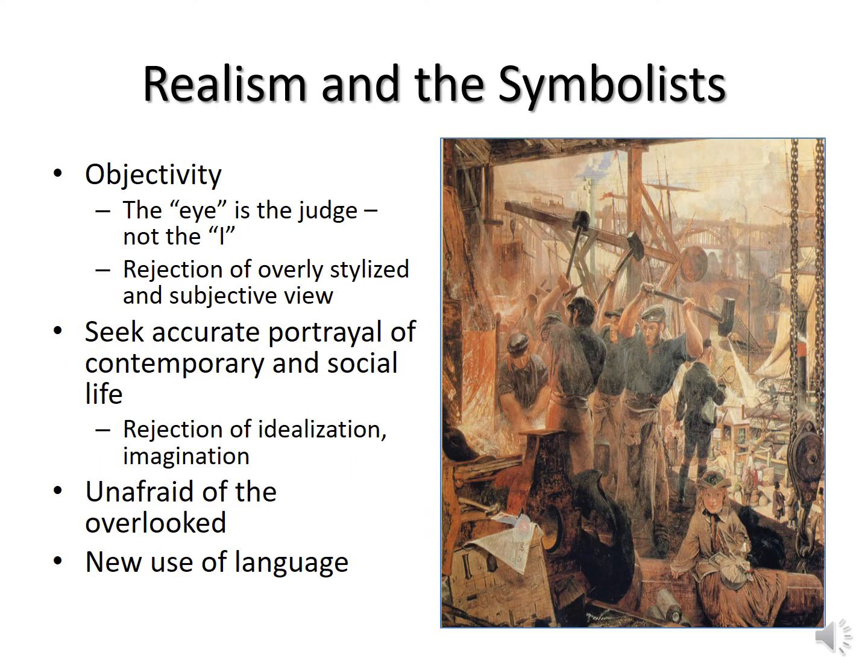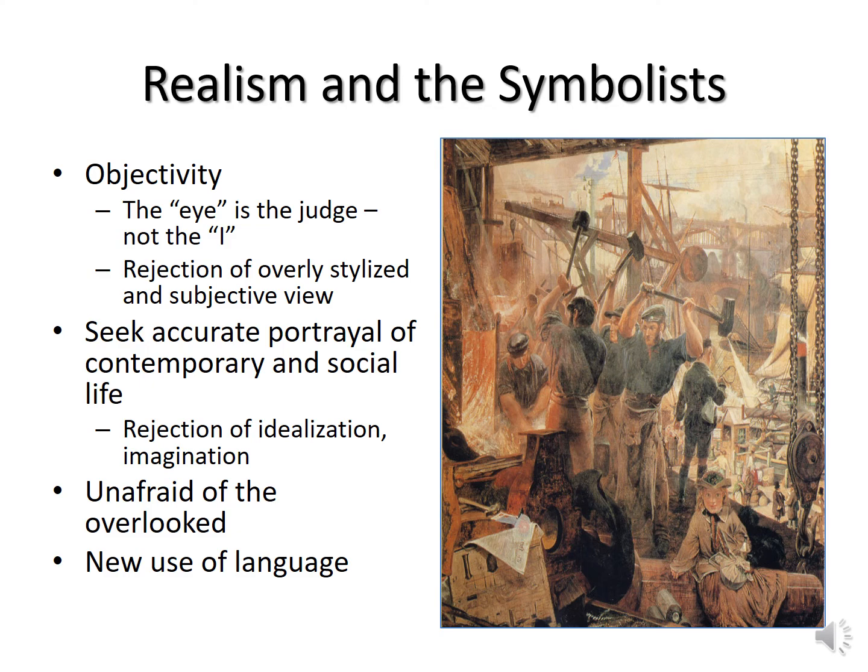So to wrap things up, what's important to remember about this new period, this new movement, this new era? Objectivity. An easy way to think about this: the eye is the judge, not the I. Before, in Romanticism, the I was often the author, giving us that authorial perspective, heavily influenced by his or her imagination. Now we want to see things through the eye, E-Y-E. See things as they really are. And the overly stylized and subjective view we had with the Romantics is going to be rejected.